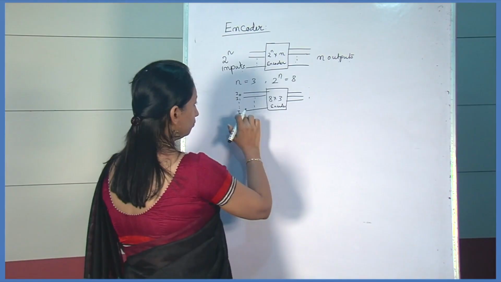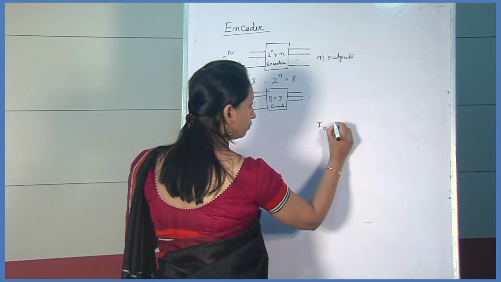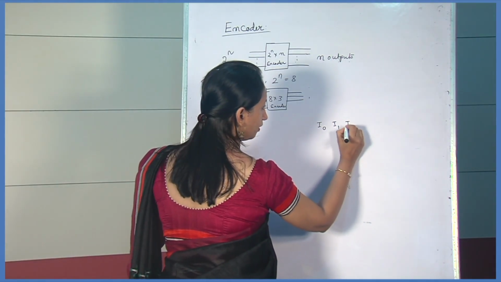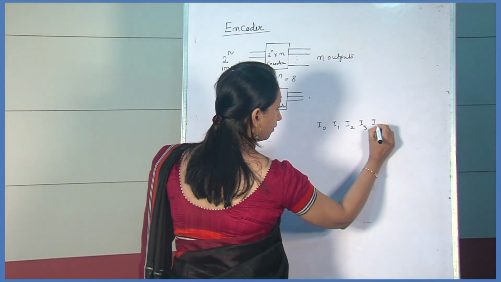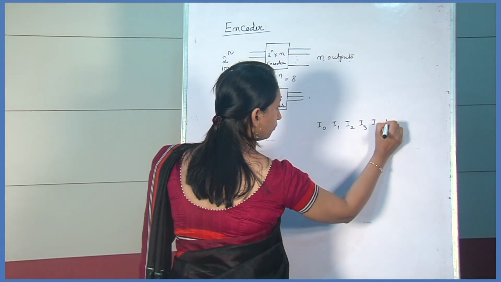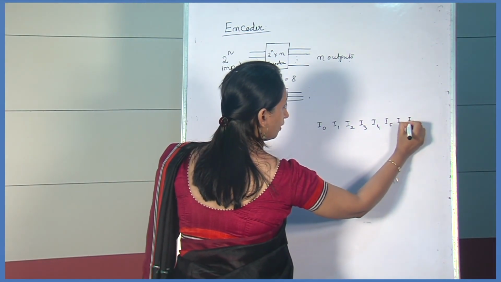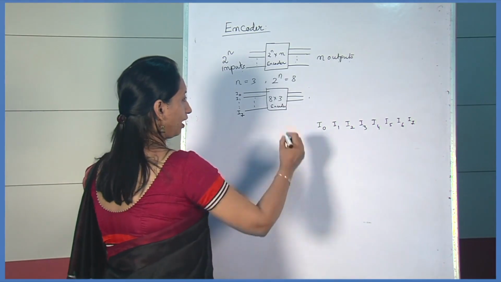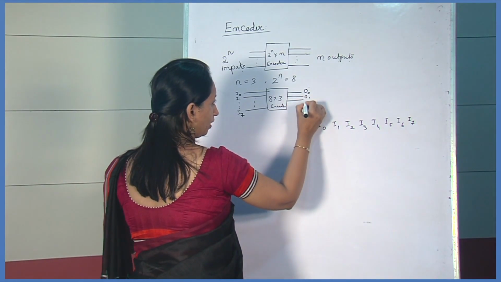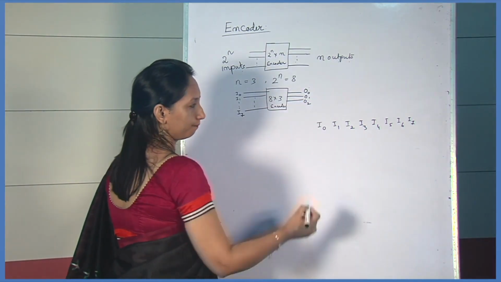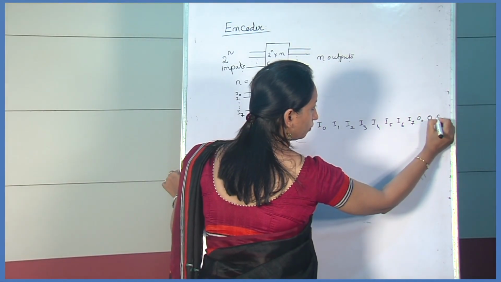That is, the inputs are 8 inputs: I0, I1, I2, I3, I4, I5, I6, I7, and the outputs are given as O0, O1, O2. So here is O0, O1, O2.